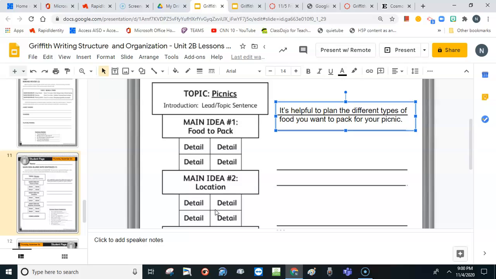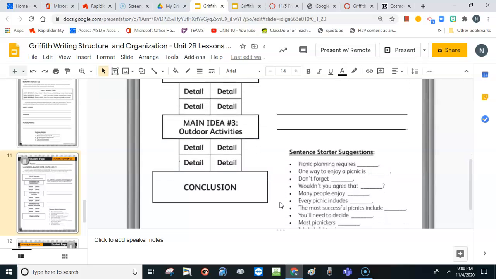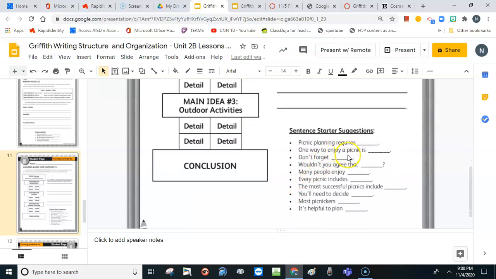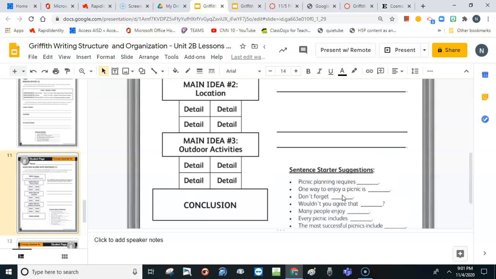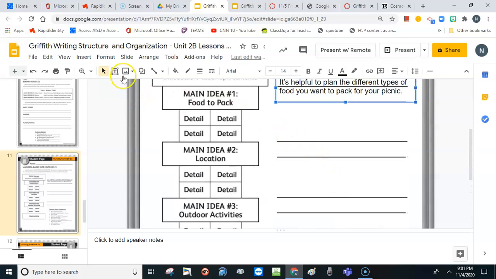The next one is location, different places where you can have a picnic. So let's go back to our sentence starters and let's think, which one of these do you think we could use for the location? Which one do you think would be really good for a location? I like this one. You'll need to decide. Okay, so I'm going to go here again, use the text tool, click and drag.